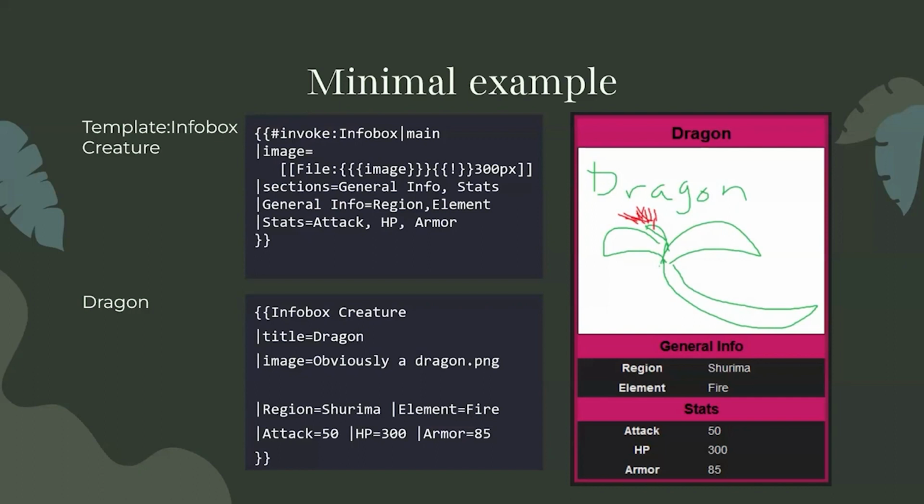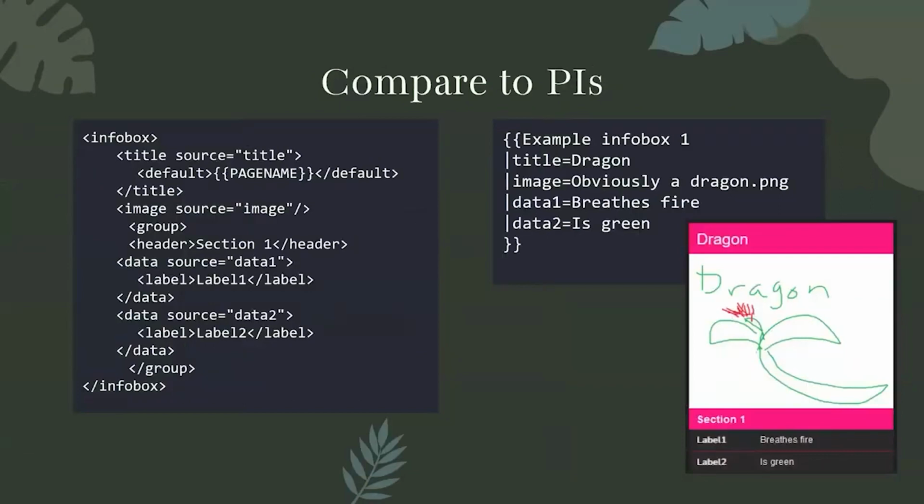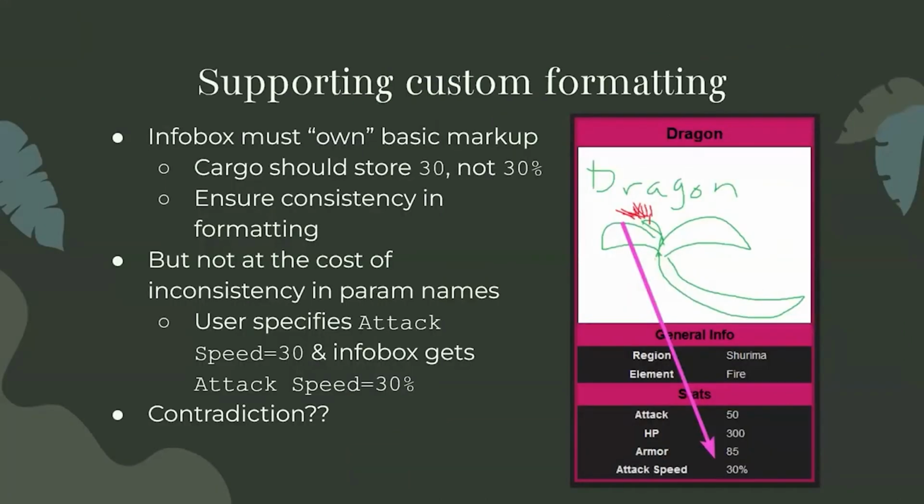And the question is, can we make this happen with some info box framework? Can we give this user experience to wiki admins and wiki editors? And if you just want to compare to portable info boxes really quickly to see the disparity in how terse our version is and our wish list version, there's a lot more code here. And I only put a single section here because if I had tried to do two sections, it wouldn't fit vertically on my slide. And like I said, we want to support custom formatting here so that we can write this percentage after attack speed. So the question is, can we do that?